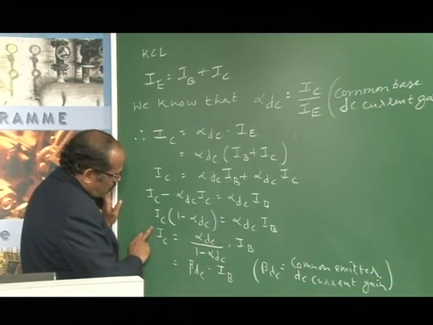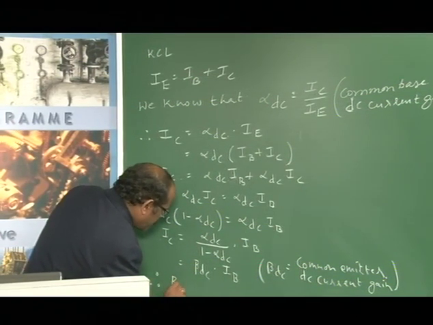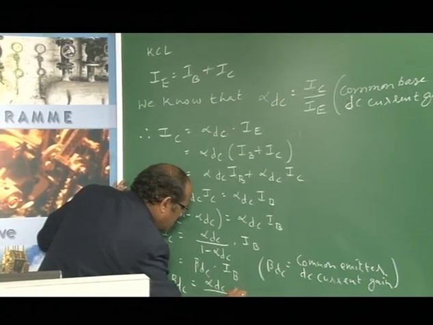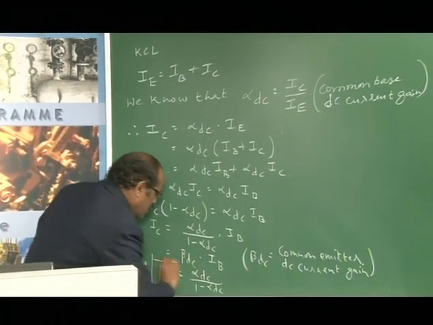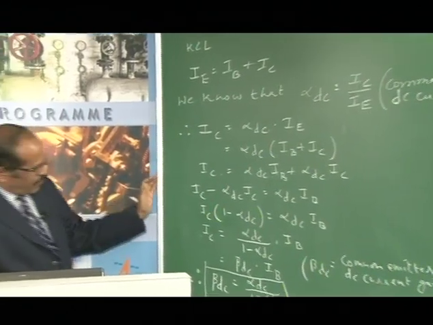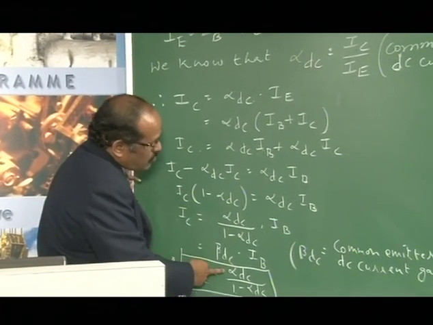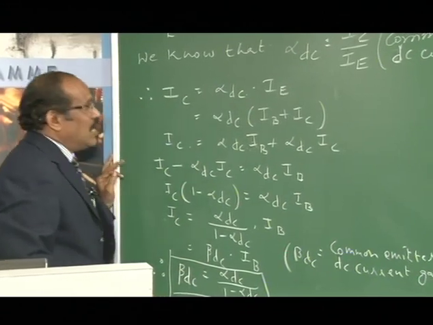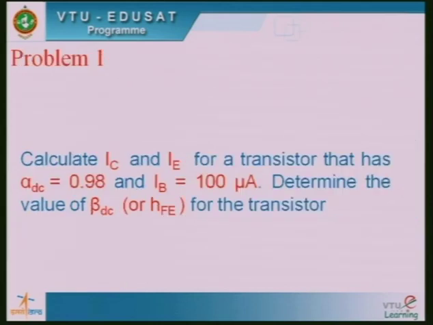From this we can say that beta DC is nothing but alpha DC divided by 1 minus alpha DC. That is what we can make a note of. So this is how we get the common emitter DC current gain in terms of the common base DC current gain, that is alpha DC. Now let us solve one or two problems using this.